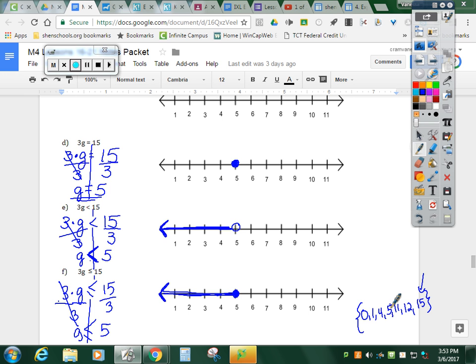G equals 5 for D, so there is a 5 in the number set, so this will make the equation true. The next one, g is less than 5, but it's not equal to 5. So the only numbers from this set that are less than 5 are 0, 1, and 4. And the last one, g is less than or equal to 5. So 0, 1, 4, and 5 from the number set are all less than or equal to 5.